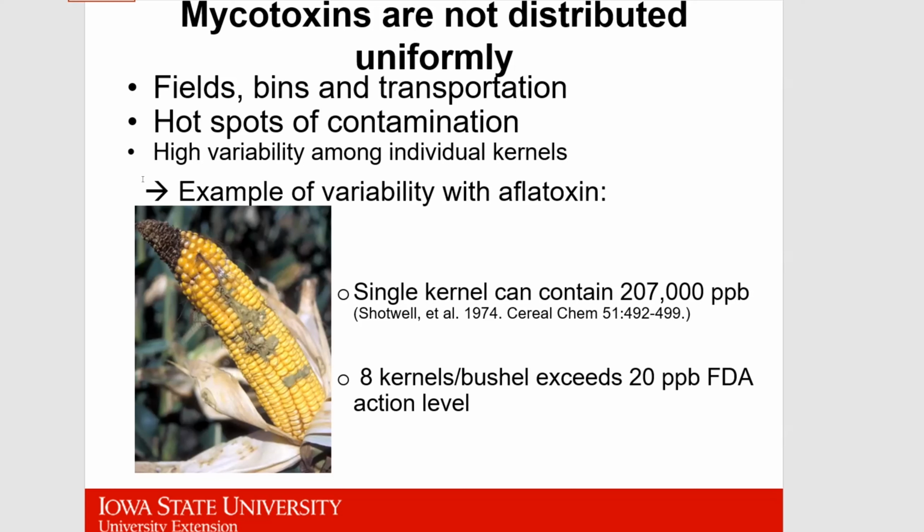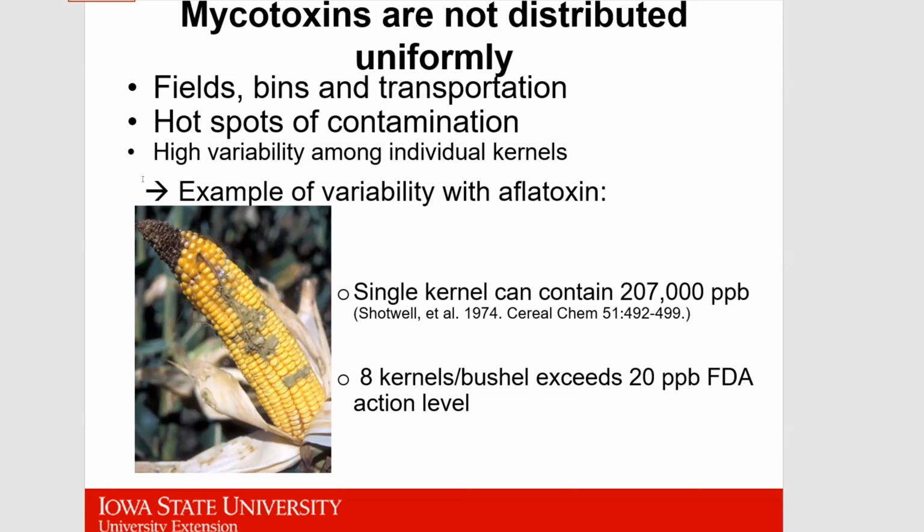mycotoxins in a grain bin or in the field rather can be rather ununiformly distributed, right? So you can have hot spots. If you look at an ear of corn, right, not all of the kernels even might be infected on one ear, much less in a grain bin. So just as an example, you have here at the bottom that single kernel can contain up to 207,000 parts per billion, or 8 kernels in a bushel can exceed 20 parts per billion. So pretty rapid reduction, but one kernel can have a lot.